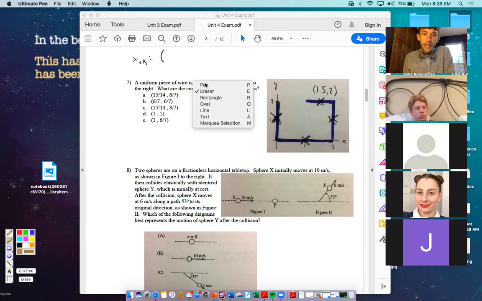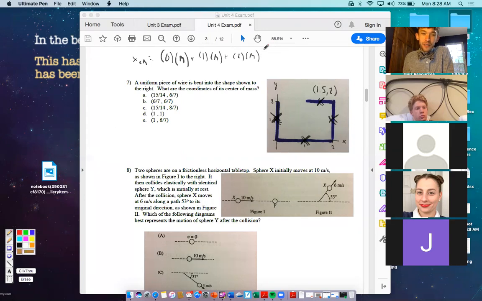Okay, so the x center of mass of the first piece is, of course, 0. It has a mass of m. And the x coordinate of this bottom piece is, of course, a 1. Its mass is m. The second piece has its x at 2. You're right, Mr. Davis. And then the half piece up here has its x center of mass at 1.5, which I'm going to call 3/2. And it has a mass of m/2, right?